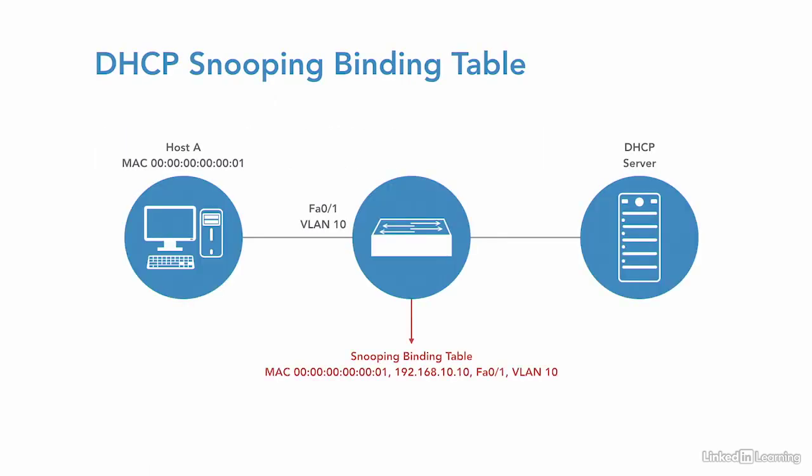As an untrusted port goes through the DHCP process, the switch will add the MAC address of the client, its assigned IP, the interface it was learned on, and the VLAN it is in to the DHCP snooping binding table. This table isn't used by just DHCP snooping. It's also used by other tools like the upcoming dynamic ARP inspection.